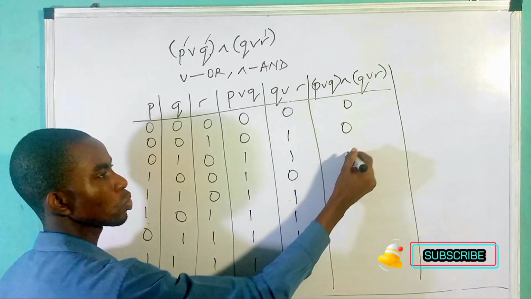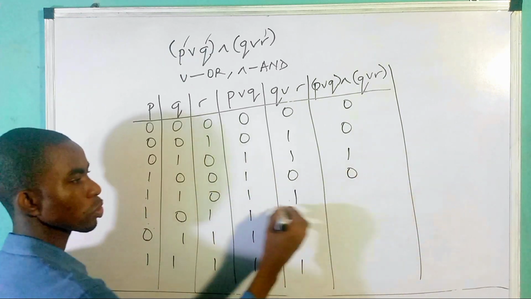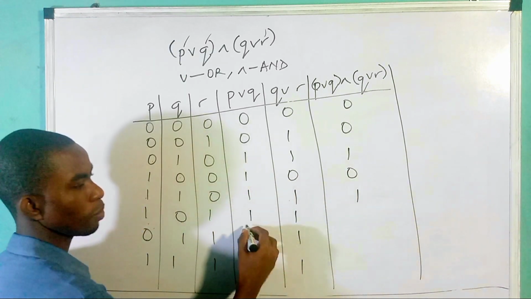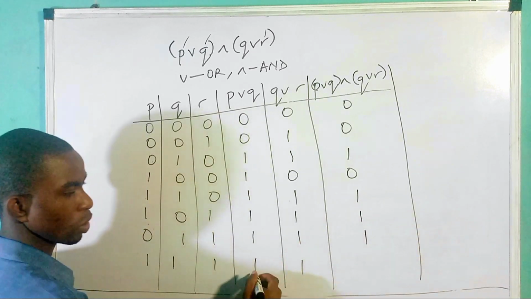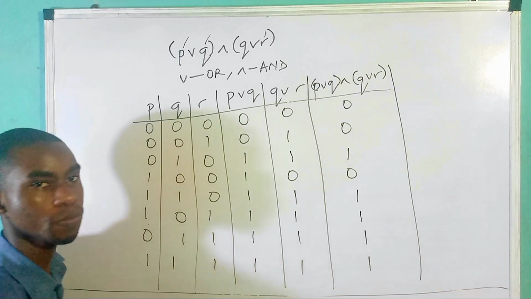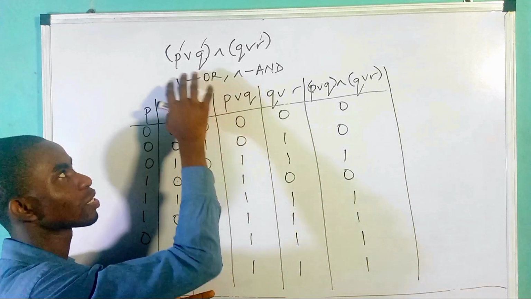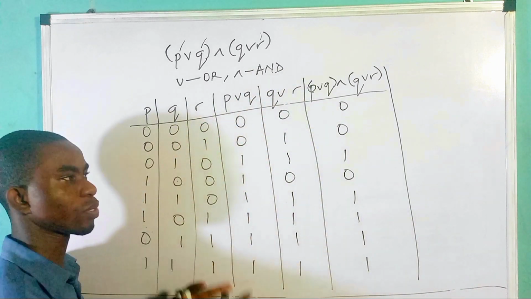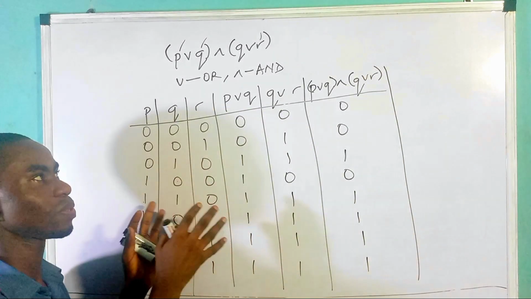Both of them are true, so this is true. True, false is false. True, true gives true, so that's true. True and true is true, so that's true. And then lastly, we have a true. So this is what we have from this question as our truth table. I don't know if there's anything called a lie table. However, this is what we have as our truth table.